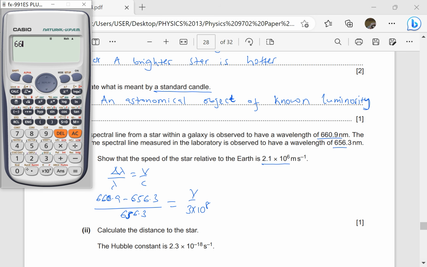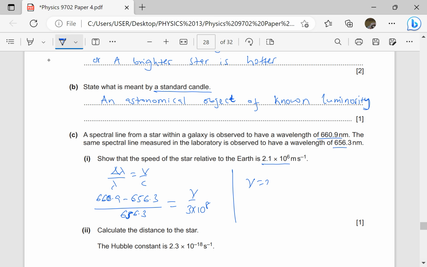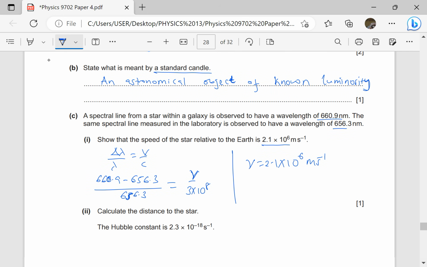So I'll have 660.9 minus 656.3 divided by 656.3. Then I multiply this by 3 times 10 power 8. So I'm getting 2.1 times 10 power 6. So v is going to be 2.1 times 10 power 6 meters per second when I cross multiply here.